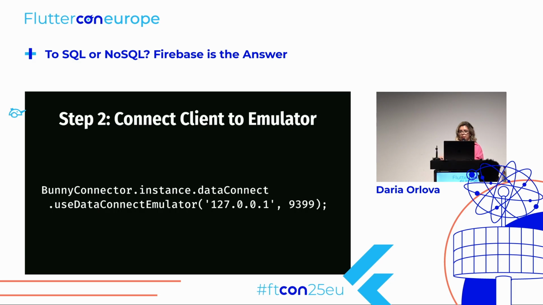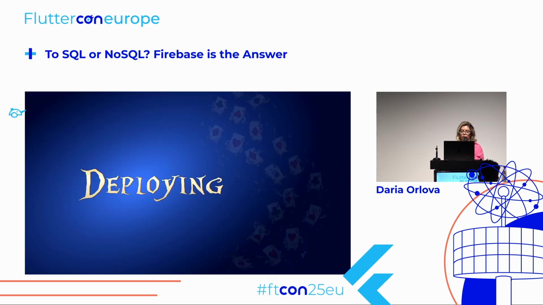And then to connect it to the client app, you would just need, in your bootstrapping area of your code, to use the DataConnect emulator, specify host and port, and then you will be using the development database. Okay, deploying. So we're ready to deploy our changes, and what do we do?